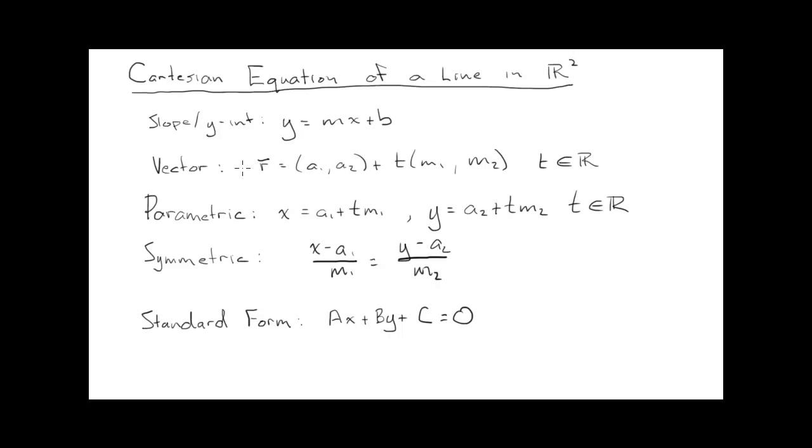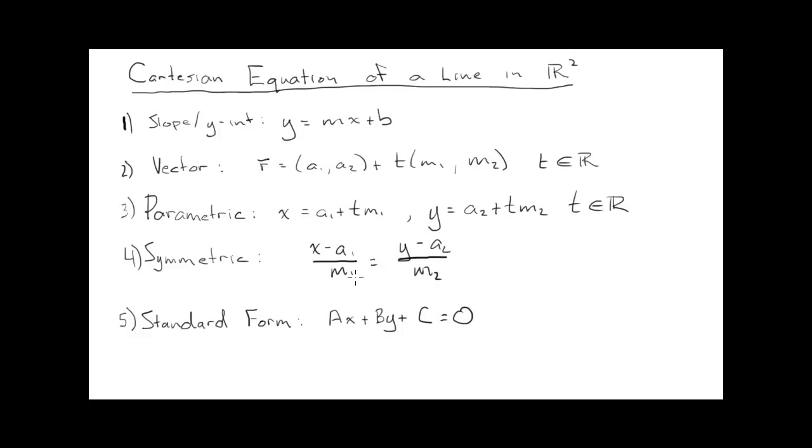Okay, welcome to our lesson on the Cartesian equation of a line in R2. So, you might be thinking, okay, another equation of a line in R2. I already know slope y-intercept, I just learned vector, parametric, and symmetric, so that's 4, and then we already had standard also. So I already had these. Alright, now I have 5 forms. Do I really have to learn another one?